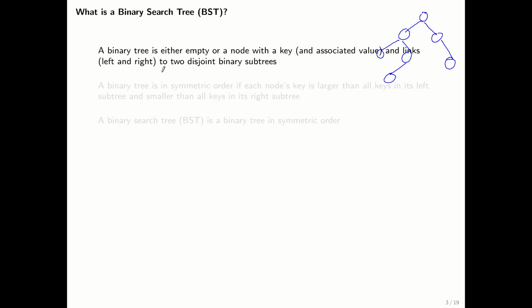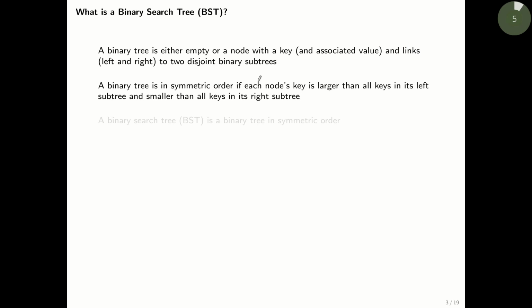Now, a binary tree is said to be in symmetric order if each node's key is larger than all the keys in its left subtree and smaller than all the keys in its right subtree. So here is an example of a binary tree with symmetric order. That's a binary tree, and we say it is in symmetric order if it has these keys, for example. So let's say 7 here, and then 2 here, so 7 is larger than 2, and then on this side we could have something like 15, and let's say 8 here, and then 17 here, right?